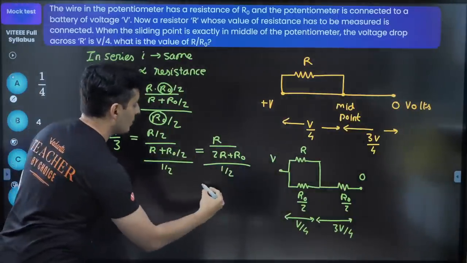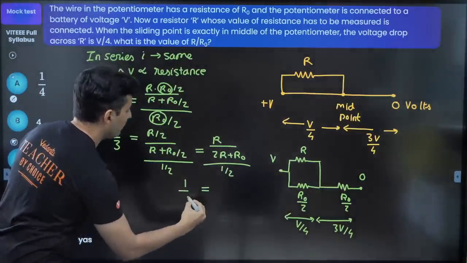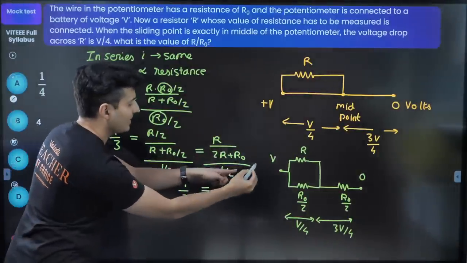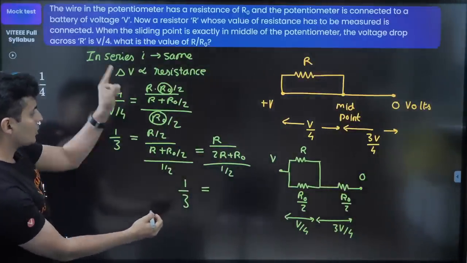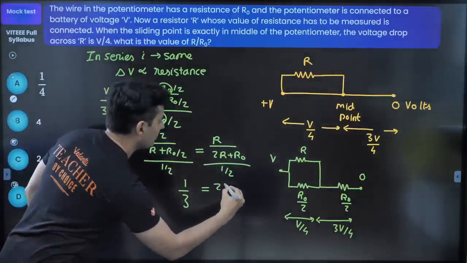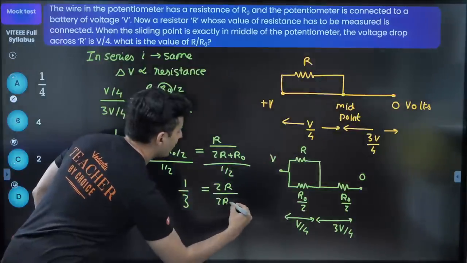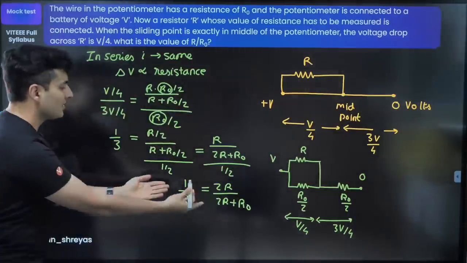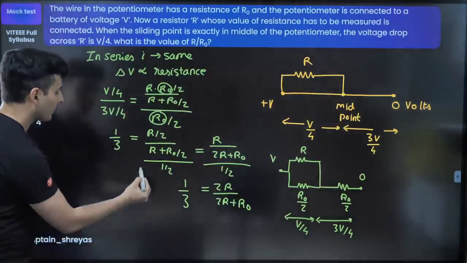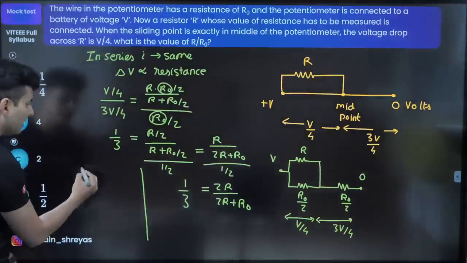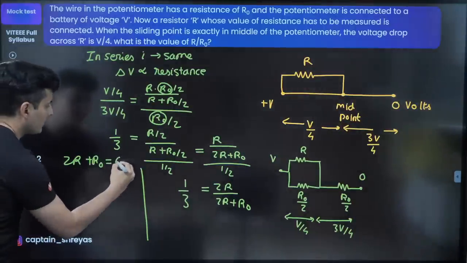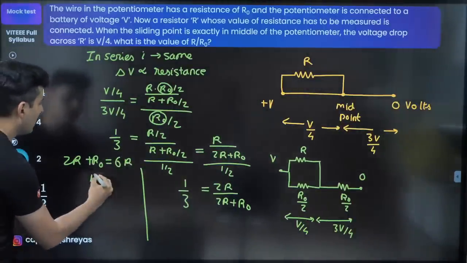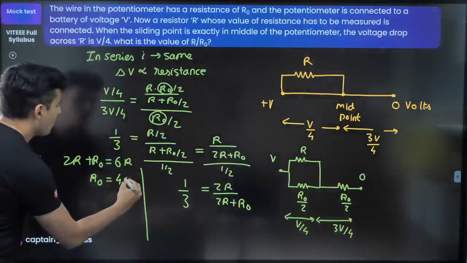So you can also write this as 1 by 3 equals, 2 will go over there, so this will become 2R by 2R plus R0. Now you just need to solve this and find the value. It's not that difficult. Just multiply this. You will get 2R plus R0 is equal to 6R. Just rearrange it. R0 will be equal to 4R.